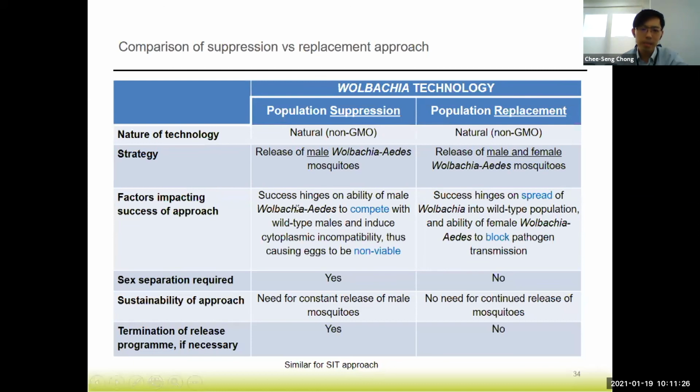And the factors impacting the success of the approach is very important, because the suppression approach really depends on the fitness of the male mosquitoes to compete with the wild type mosquitoes, so that it will lead to a population suppression across time. Whereas the replacement approach heavily relies on the key property of a pathogen blocking ability of the Wolbachia strain to ensure that subsequently there's no or very little transmission in the community. So these are considerations that you have to be aware of as well. And of course, the rest of the considerations is something that you can think through and read through as well.